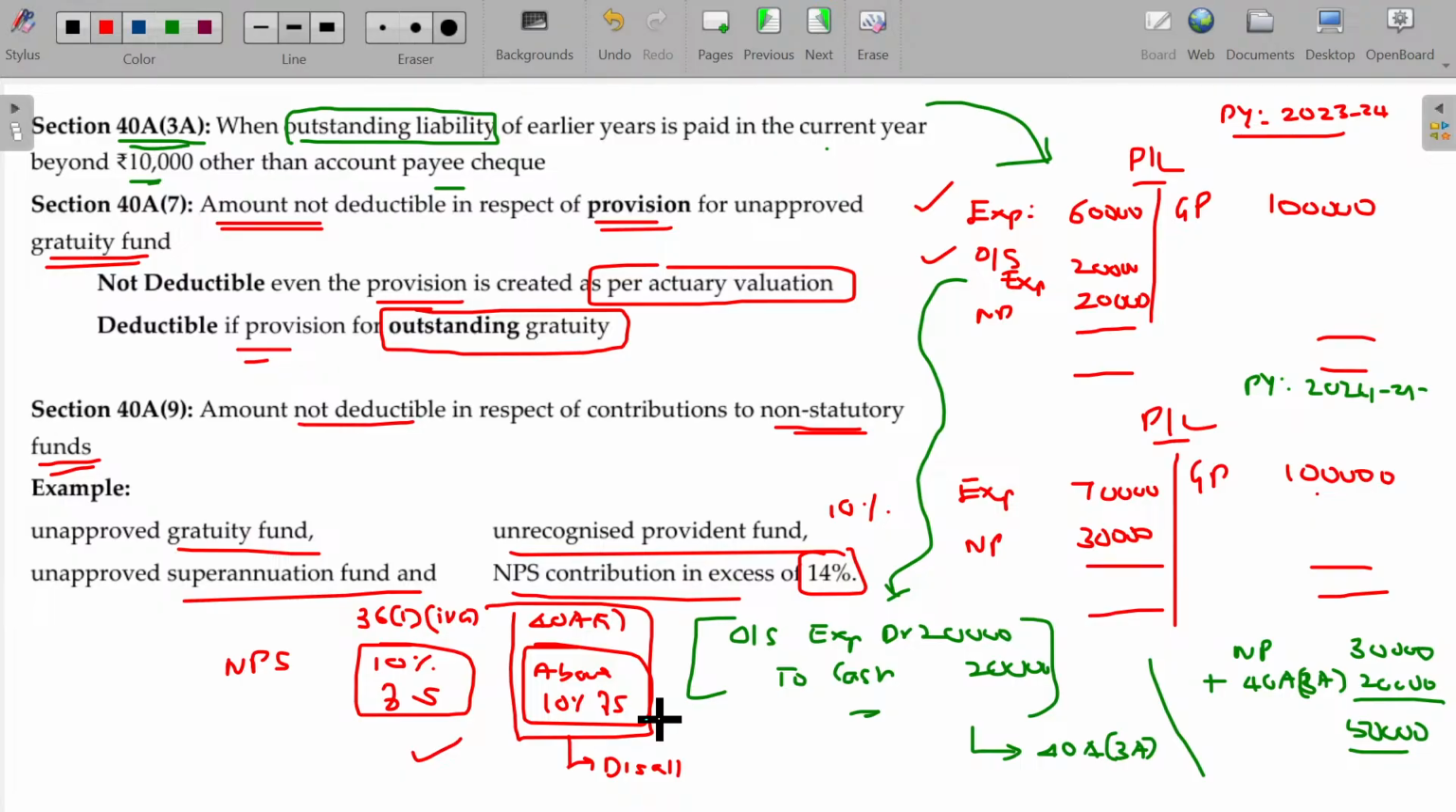So in the 40A series, we completed 2 unreasonable payment and 3 cash payment in excess of 10, and 3A, payment is deductible on accrual basis. Later on paid in cash is disallowed. And 7, any provision created for unapproved gratuity is not deductible. And 9, any unapproved or non-statutory fund contribution is disqualified always. Clear? This one is a provision. It's an actual payment. Though it's an actual payment, it's not a legal payment, a non-statutory payment.